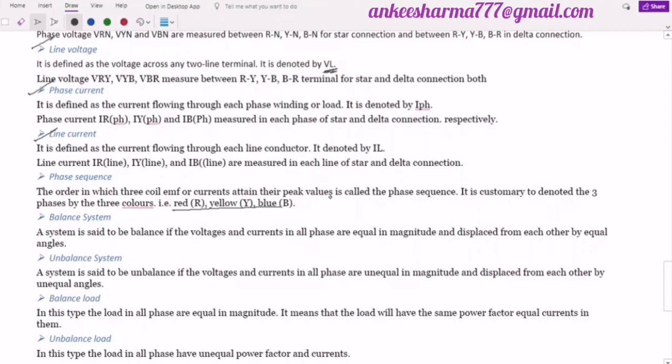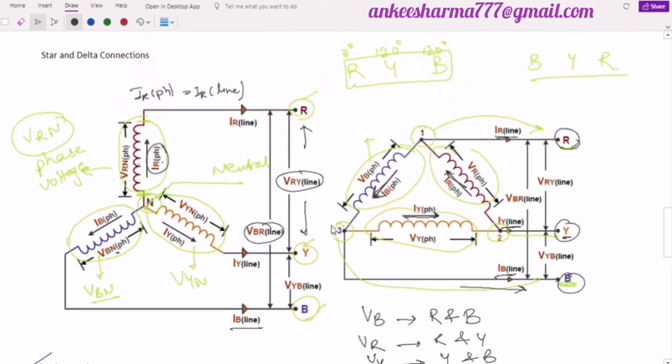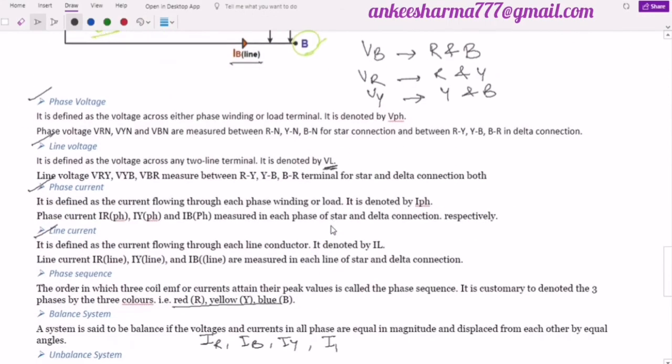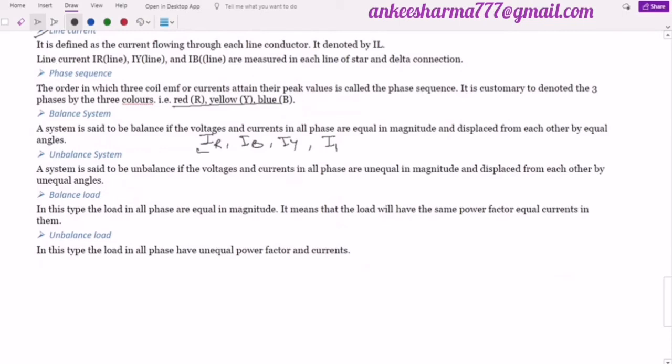So as I am saying, there is one current IR, there is another current IB, and there is a third current IY. Similarly, there is a phase current IPH, or I have denoted that with the value of IRPH, right? These three are for the line, and then I will again say IR, IB, and IY. These are for the phase. And similarly for the voltages, VR, VB, VY, right? These voltages and the currents should be equal in magnitude. All these three must have the same magnitude.